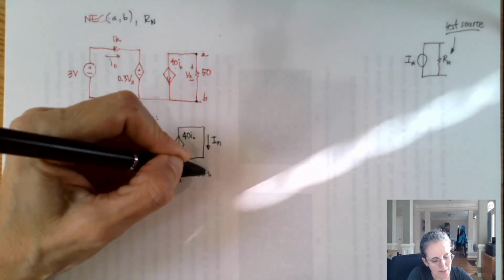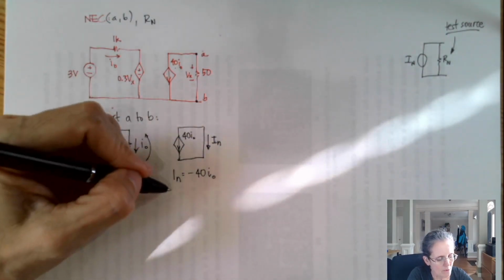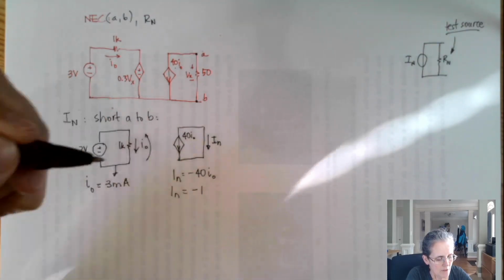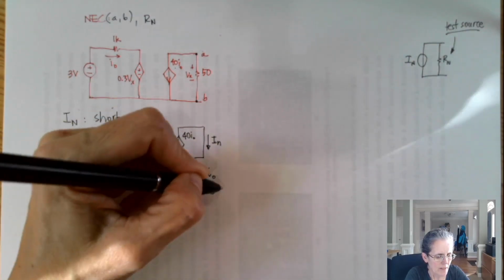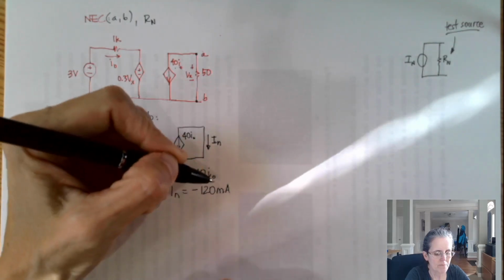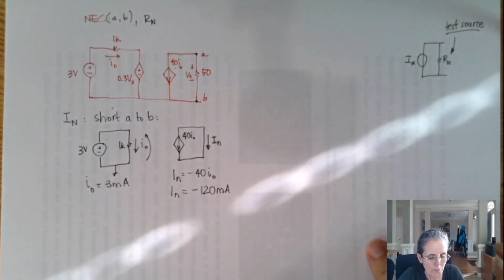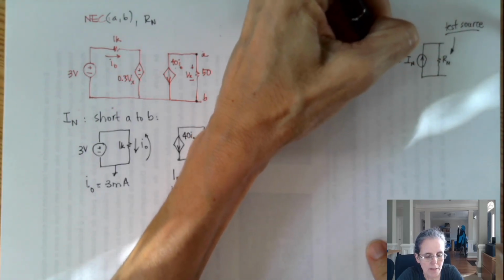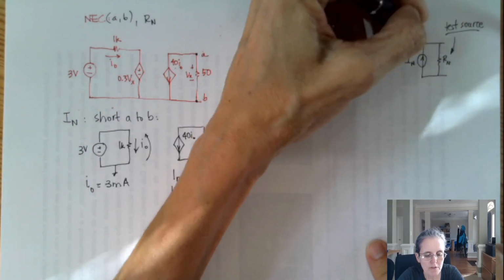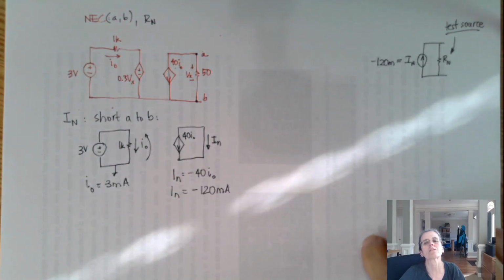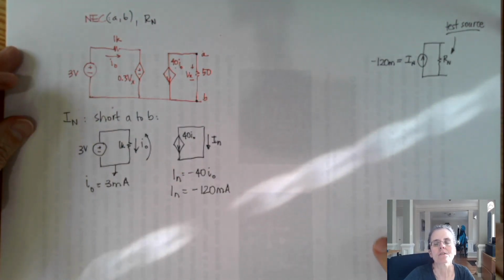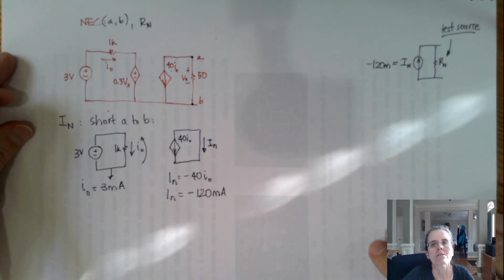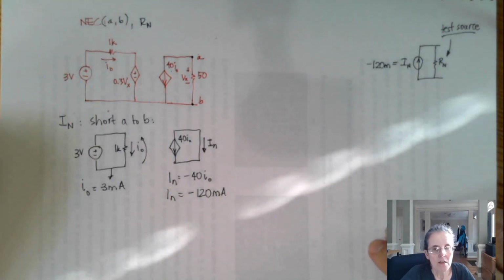So IN is minus 40 I0, which is minus 120 milliamps. If I put this sign going that way, this is going to be minus 120, or you can put the sign going down and call this plus 120. I'm sorry that it's so dark here. I don't know if I can make it much better than this.